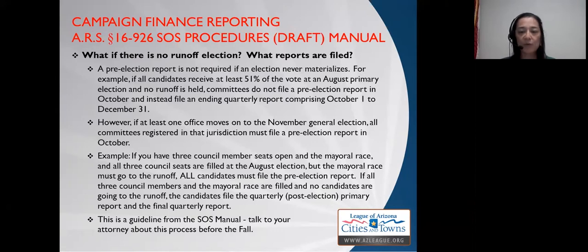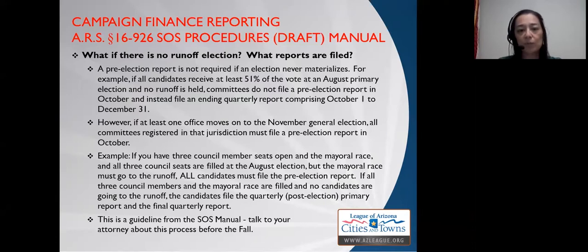So if, again, you have your August primary and all the candidates are elected at that election and you don't need your runoff, then there's not going to be a pre-election report required for any of them. Although they do have to still file their ending quarterly report that would cover October 1 through December 31st, because again, we never want to have any gaps in reporting, but they wouldn't have to worry about that pre-election report.